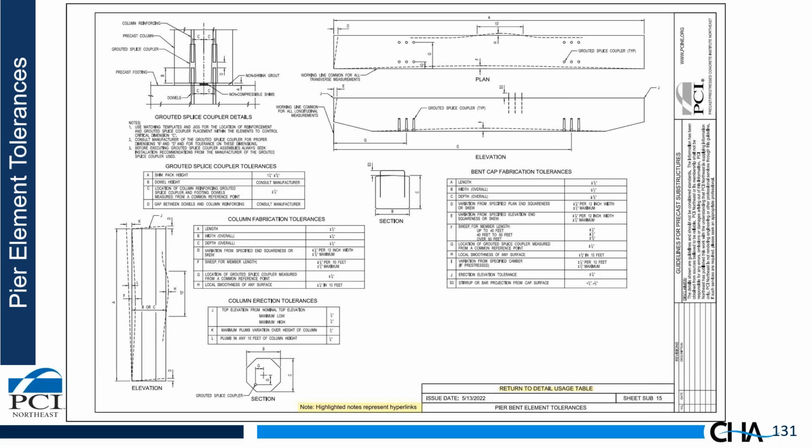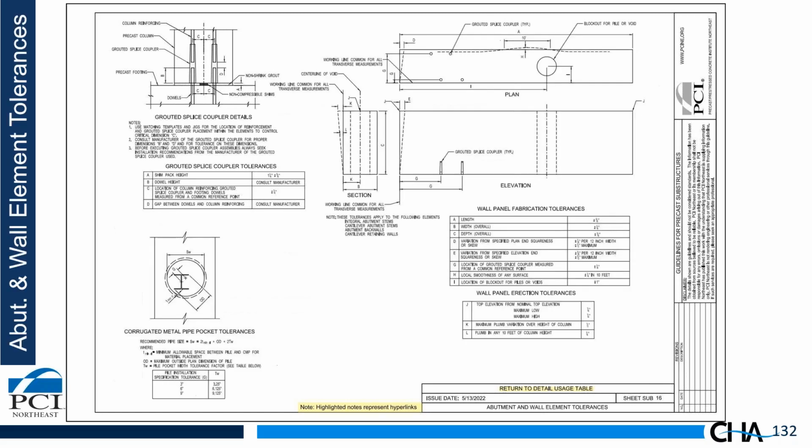The last couple sheets are devoted to tolerances. We have recommended tolerances here for pier elements, including caps and columns. And then the last sheet has recommended tolerances for wall elements. This would be abutments, cantilever abutments, integral abutments, and we have grouted couplers shown here as well.